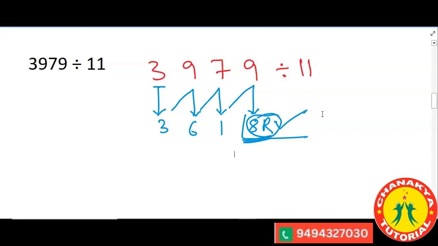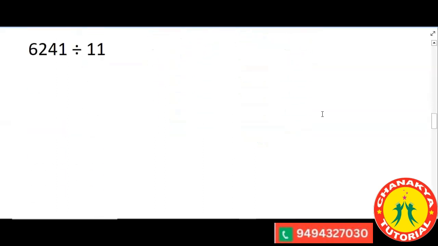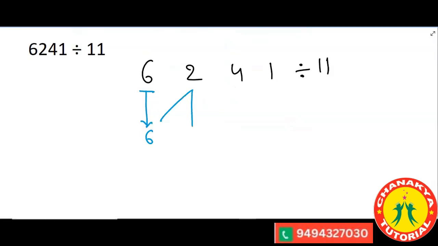And who is going to do the next question? Banshik, ready? Yes, sir. Here is your question. 6 would be as it is. 6, 2, 4, 1 divided by 11. So, 6 is as it is. 6 minus 2 is 4? No. Above number minus below number. Above is 2 and below number is 6. 2 minus 6 it is.